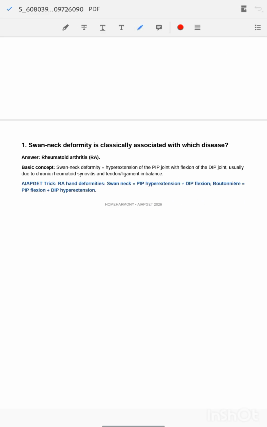First question is asked about swan neck deformity, which is classically associated with rheumatoid arthritis. What happens in swan neck deformity? There is hyperextension of PIP joint with flexion in DIP joint. Usually, it is found in chronic rheumatoid synovitis.